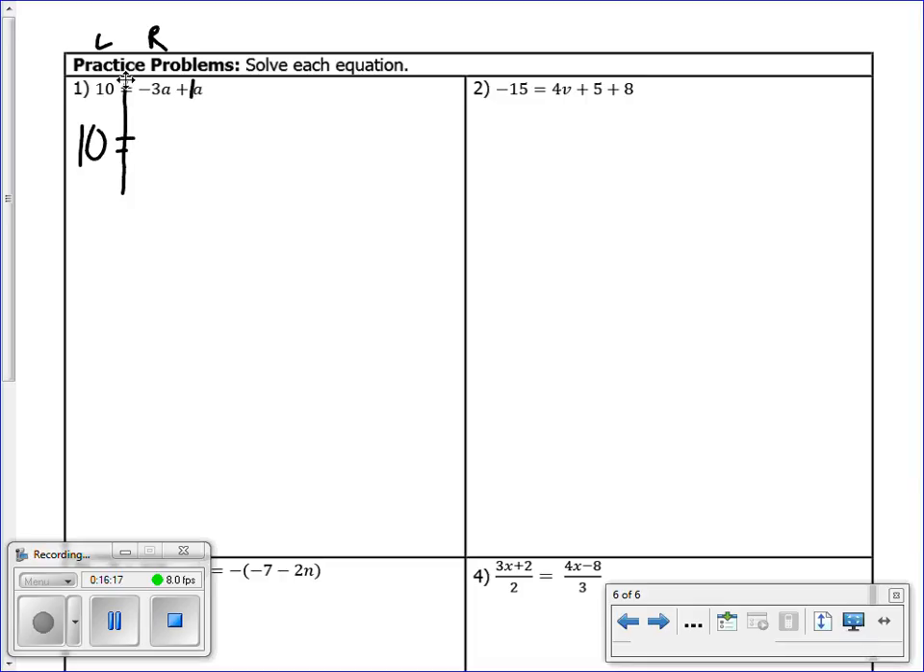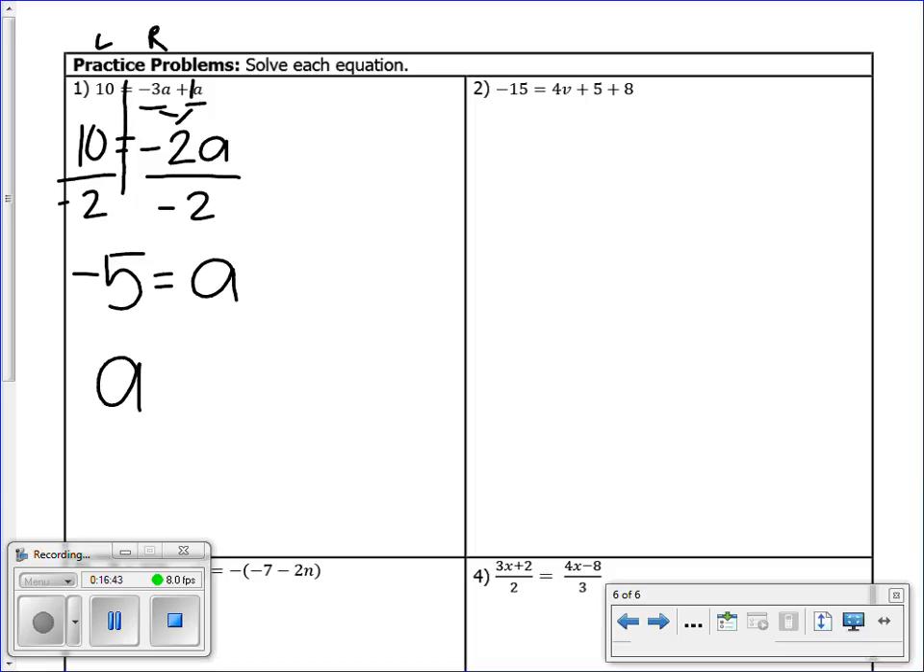We have negative 3a plus 1a. Together, they make negative 2a. And now that we're here, if you have it down to one term and one term, next step is to divide. How do you get rid of the negative 2 in front of a? We divide by negative 2 on both sides, and we get negative 5 equals a. And then we can say a equals negative 5 because we like the variable on the left side.